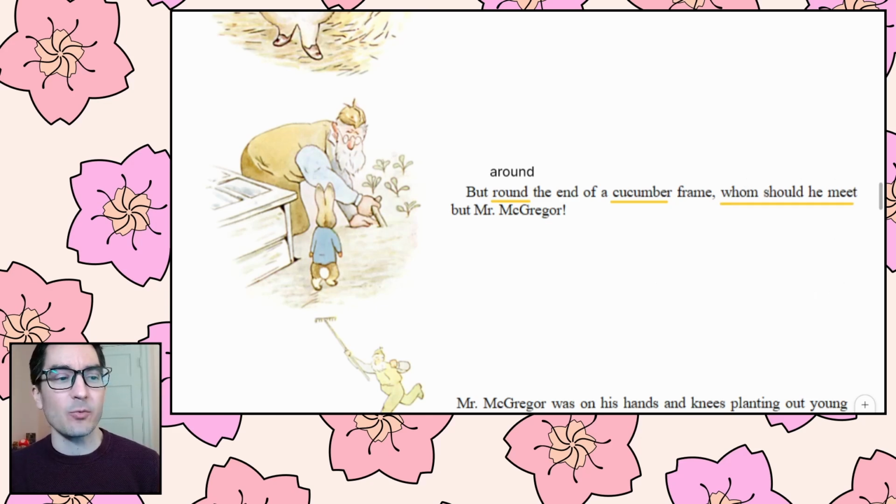This is an interesting way of writing. So, whom should he meet but Mr. McGregor? This is an old-fashioned way of writing. We don't really say this very often, but you'll see it in some stories, and what it means is like, oh, what a surprise. He was hoping it could be anyone else, but what a surprise, he met Mr. McGregor. Kind of like that. Or who else would it be? It's like, could it be anyone else? Surprise, it's Mr. McGregor. Okay?